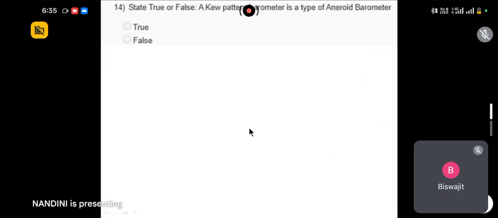Now, a Q pattern barometer is a type of aneroid barometer. So, what is basically a barometer? What does a barometer measure? Yeah, barometers basically measure pressure.